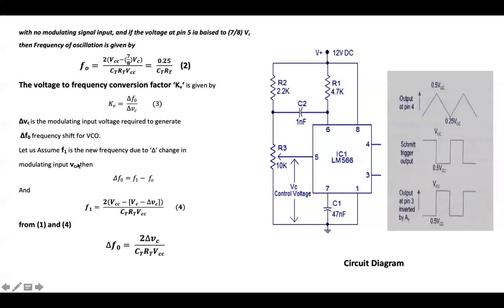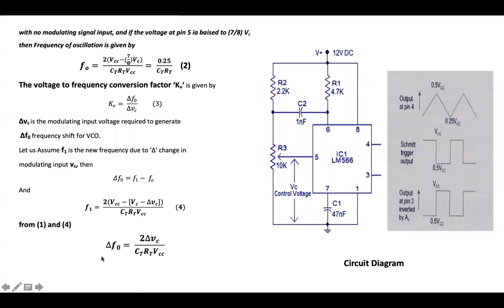Let us now assume that F1 is the new frequency, and delta is of course the change. Then what is going to happen to VC? So delta F naught is F1, the new frequency, minus the center frequency. So F1 I'm going to retain here, plus F naught, which is 2 times (VCC minus VC minus the small change in VC) divided by CT RT VCC. That remains the same.